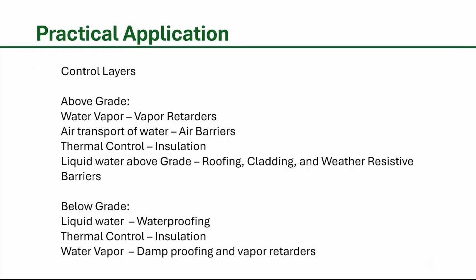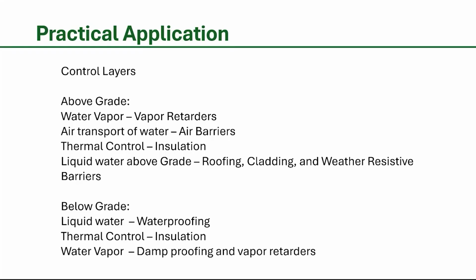And insulation was brought into the building code to control condensation. And if you think about that for a little bit, that is the greatest argument that anyone can make for continuous insulation. Liquid water is also going to be above grade, and we're going to control that with roofing, cladding, and weather resistive barriers. And below grade, liquid water, we will control that with waterproofing.